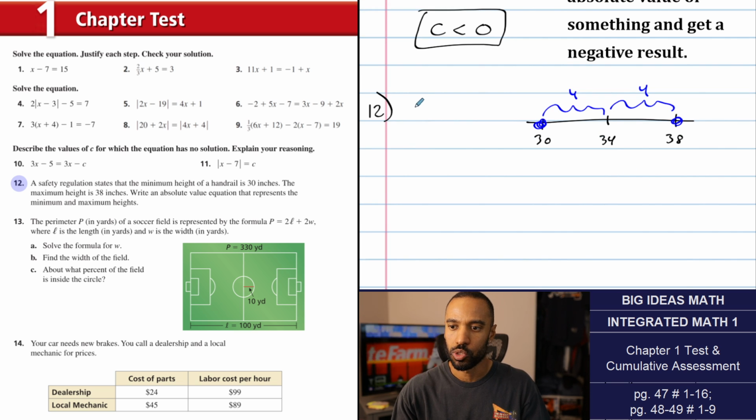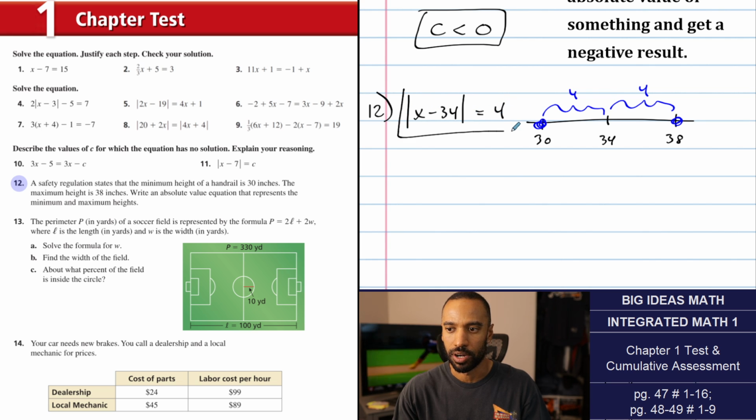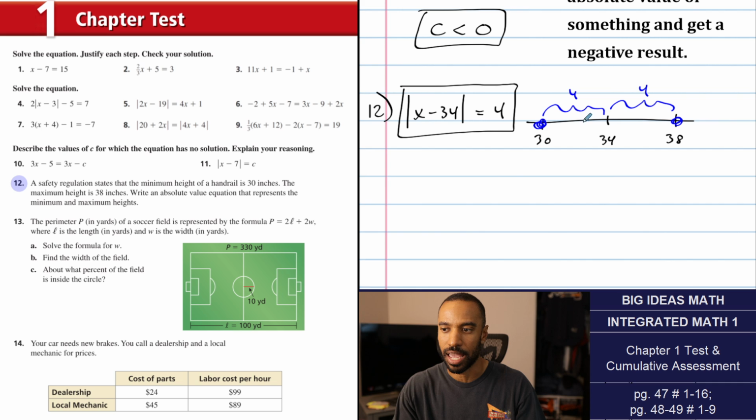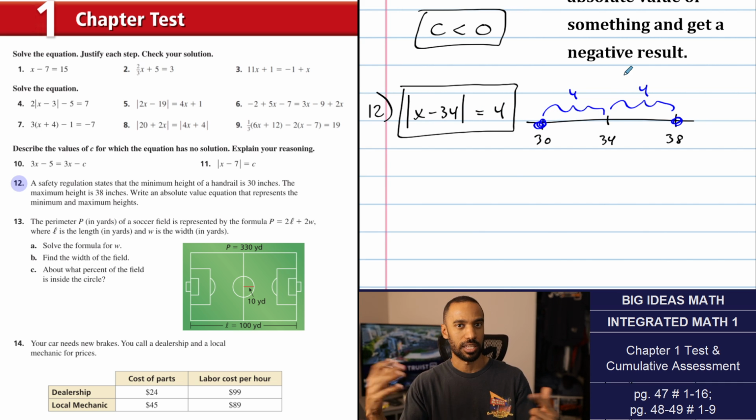So the distance between x and 34 is x minus 34. If we take its absolute value, we will get the distance between, which is 4. That is the answer. 4 units this way or that way, plus or minus 4. The difference between 38 and 34 needs to be 4. The difference between 30 and 34 is negative 4, but take its absolute value, we get 4.